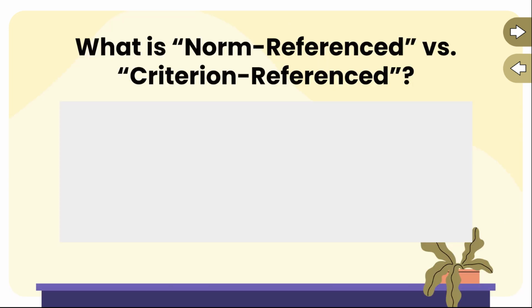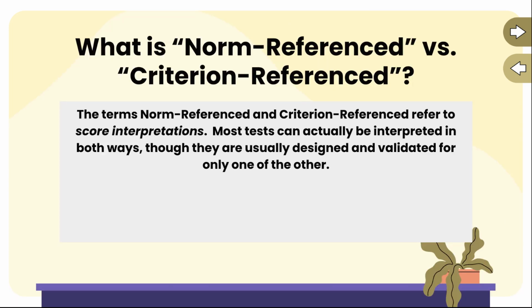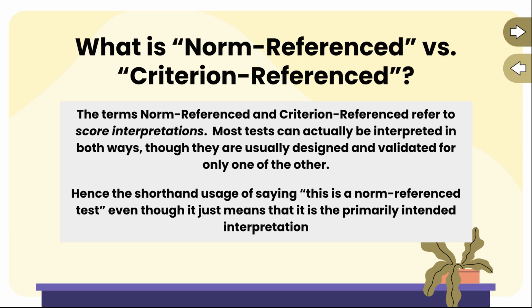The terms norm referenced and criterion referenced refer to score interpretations. Most tests can actually be interpreted in both ways, but they're usually designed and validated for only one or the other. So the traditional shorthand usage of saying norm referenced just means that it is the primarily intended interpretation. Today we're going to discuss the purpose of criterion and norm reference assessments. We'll compare some key differences about them, as both are useful, and then we'll discuss how to interpret assessment results for each type of test.